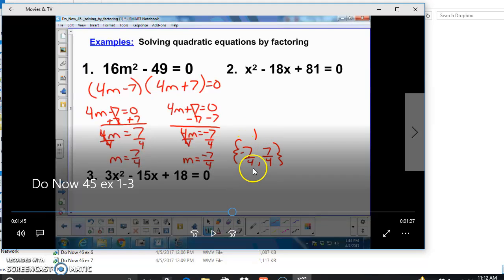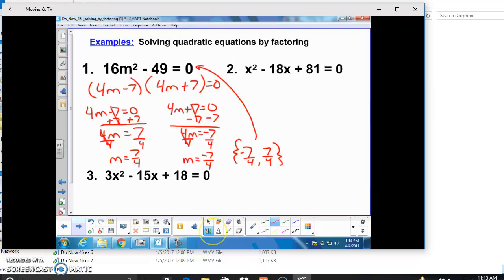And it's a good thing to go back and, in your calculator, put in 16 in parentheses for the m, negative 7/4, close your parentheses and square it, minus 49 equals 0. When you hit enter, it should equal 0 because that is a true solution. Also go back and plug in the 7/4 and do the same thing. Plugging into the calculator is the only true way to know that you have not made a mistake, to check your solution.